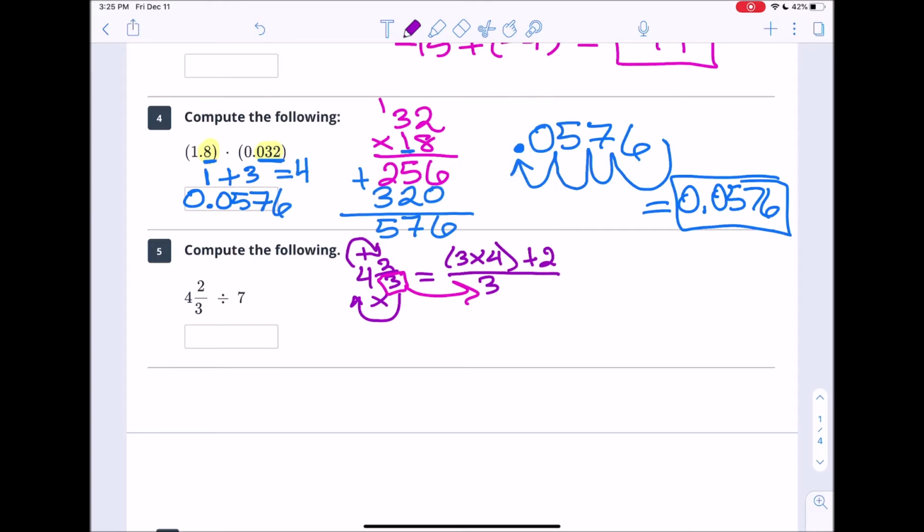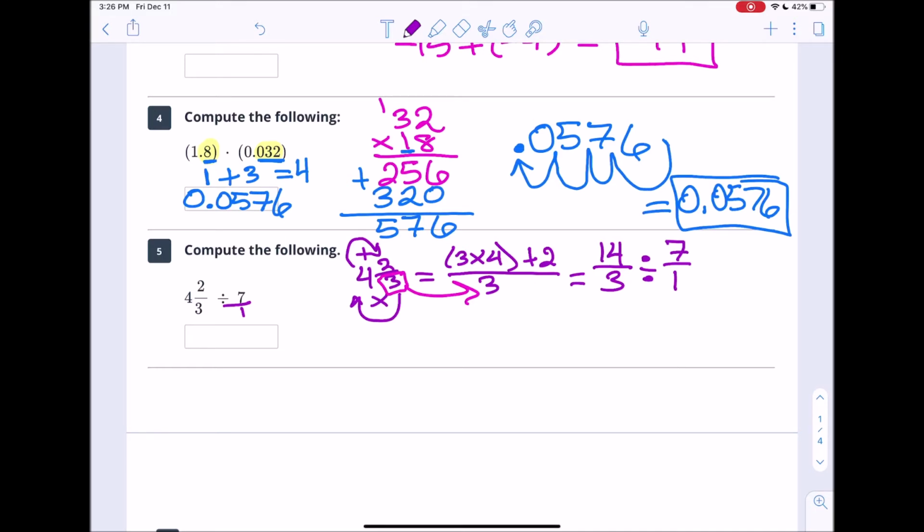Okay? Now, 3 times 4 is 12. 12 plus 2 is 14. So this is going to actually equal 14 over 3. Now, we're still dividing, and we have a mixed number divided by a whole number. Okay, so we changed the mixed number to an improper fraction. Now we need to change that whole number into a fraction so we can go ahead and just divide 2 fractions. So in order to change 7 into a fraction, we just stick a 1 under it. Okay, so it's going to be 14 over 3 divided by 7 over 1.